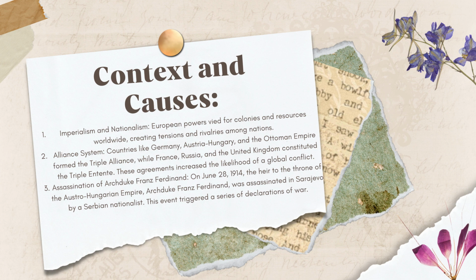3. Assassination of Archduke Franz Ferdinand. On June 28, 1914, the heir to the throne of the Austro-Hungarian Empire, Archduke Franz Ferdinand, was assassinated in Sarajevo by a Serbian nationalist. This event triggered a series of declarations of war.